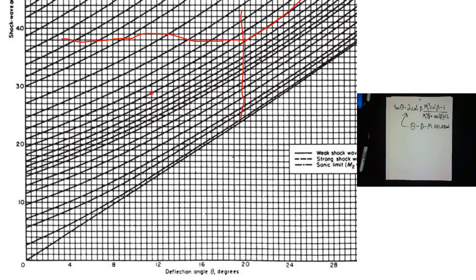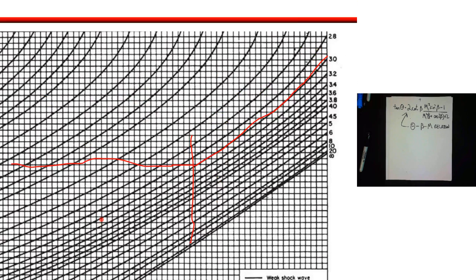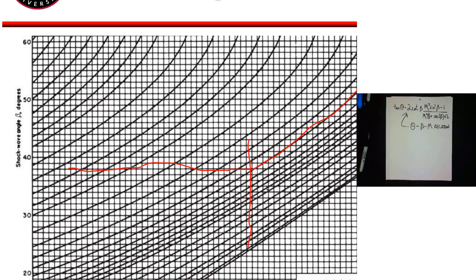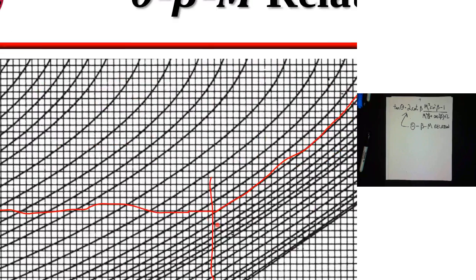So that's how to use the chart in a nutshell. I can come over here and say, okay, 30, 31, 32, 33, 34, 35, 37, 38. So my wave angle is 38 degrees for a turning angle of 20 degrees and a Mach number of 3. This is why we don't have to use that kind of obnoxious equation. We can just read everything that we need off this chart.